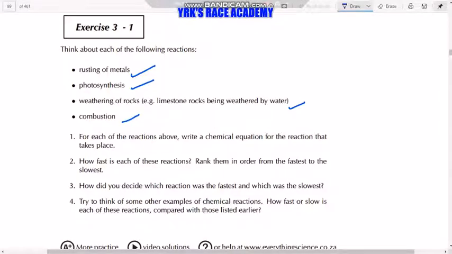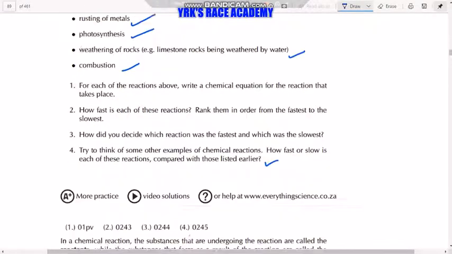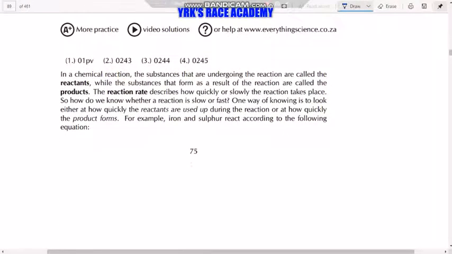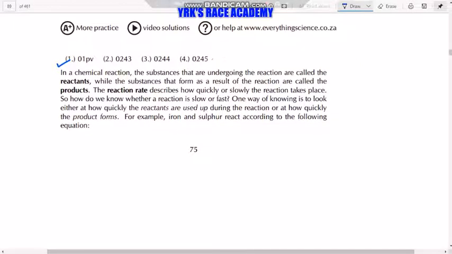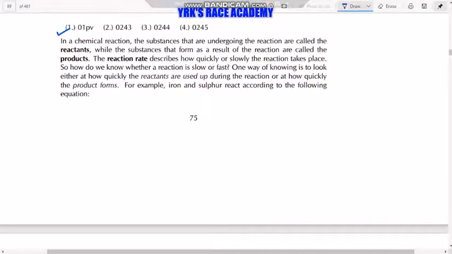Try to think of some other examples of chemical reactions, and how fast or slow each of these reactions is compared with those listed earlier. If you do this exercise, you will come to know these are the values that we got after the experiment, that is, the rate of the reactions.